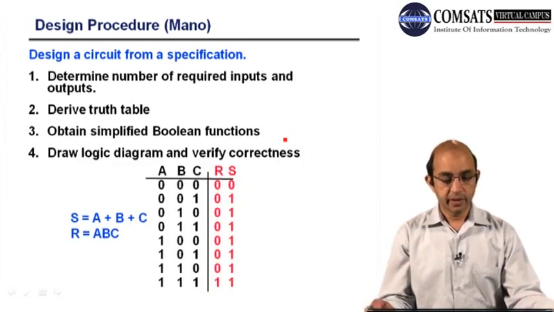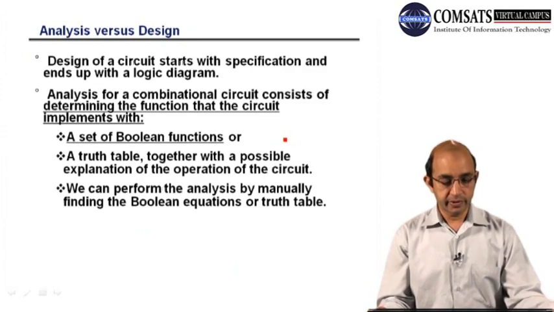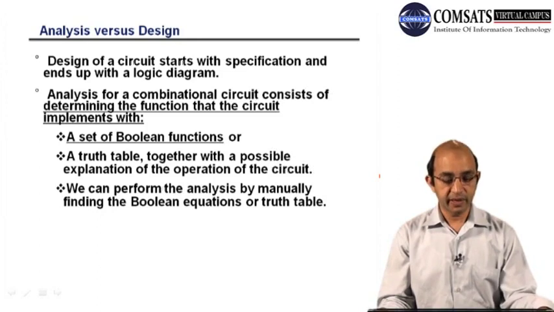circuit diagram. So you can think that there is a very thin line between circuit analysis and circuit design. So this is the comparison. The design starts from the specification and ends up with the circuit diagram. On the other hand, analysis for a combinational circuit is comprised of determining the function that the circuit implements.